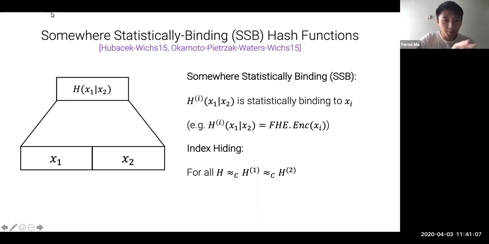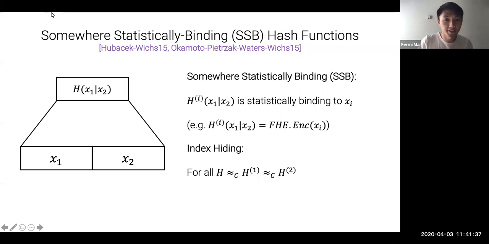But it has this normal mode h, but it also has these statistically binding modes. So we can generate a statistically binding mode of the hash function for any i we want. So i is indexing the different blocks. In this case, we only have 2 blocks, but in general, you can have it be binding to any block of the input. Okay, so if I give out this hi, then hi applied to x1 and x2 is going to be statistically binding to the ith block.